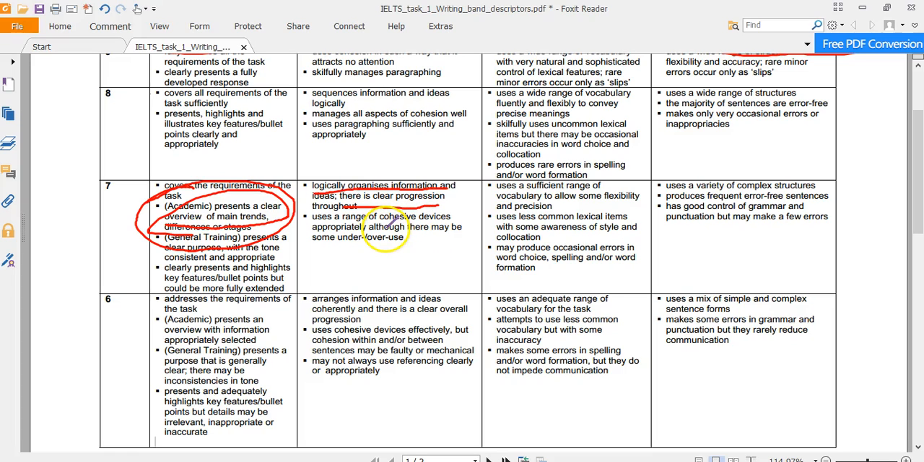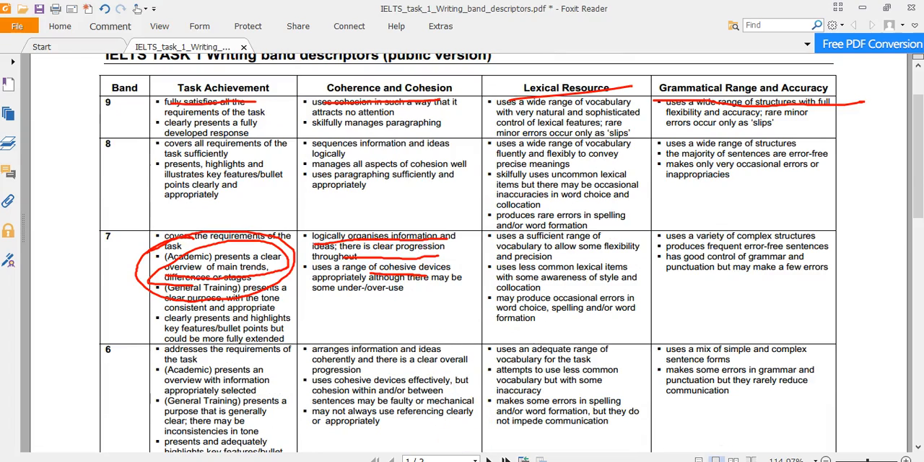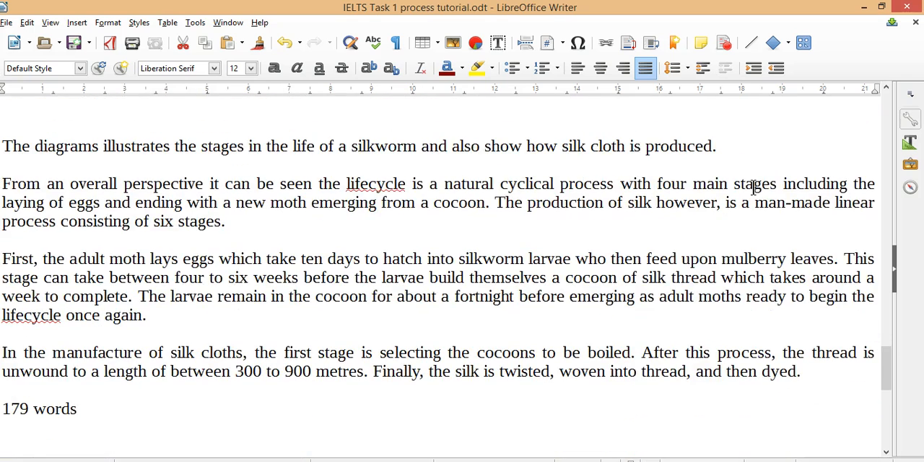Cohesive devices here are first, then, afterwards, during, secondly, thirdly, and finally. So it's pretty easy, it's pretty straightforward, as we'll see. So let's get back to the example. Take the life of a silkworm at first.